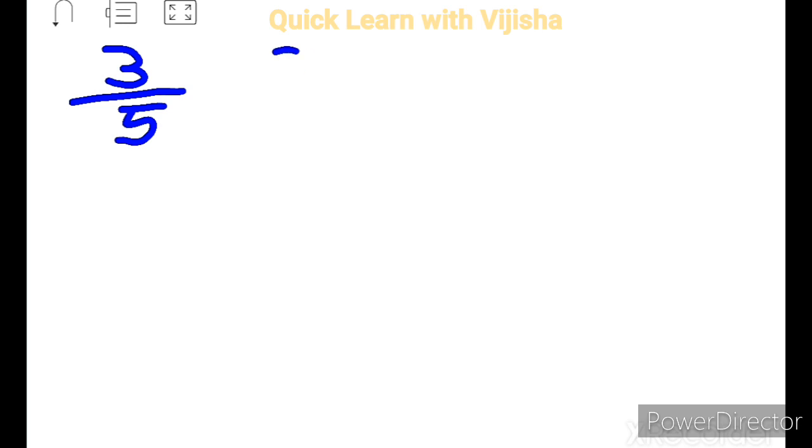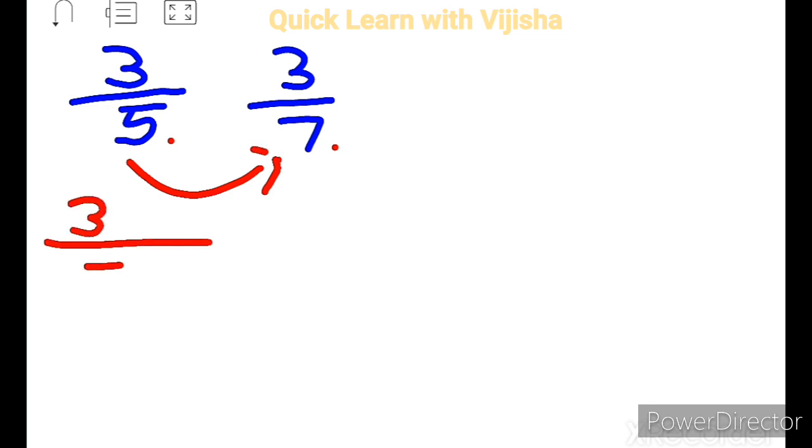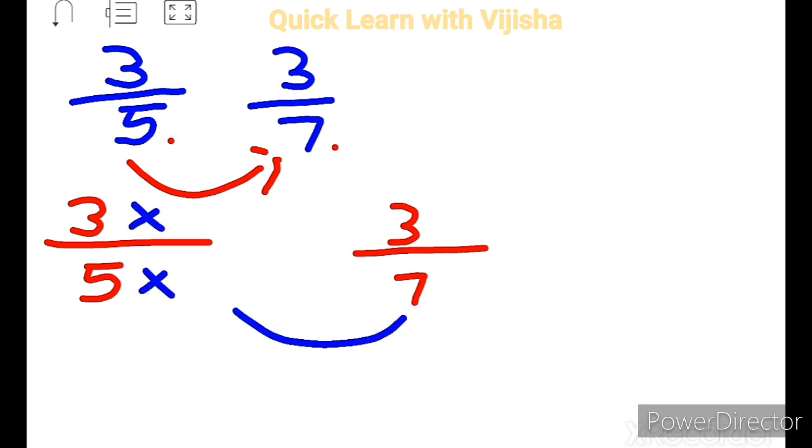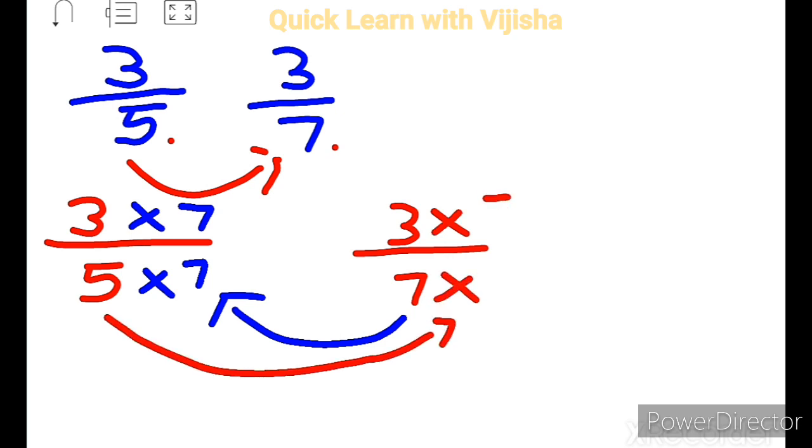3 upon 5, 3 upon 7. Here also the denominators are different. We will make them the same. But neither does 7 go in 5's table nor does 5 go in 7's table. So we will cross multiply. How will we do that? We will write 3 upon 5 and we will write 3 upon 7. We will multiply this side with this 7. Understanding, children? Here 7 in the denominator and the numerator also 7. And for this number we will multiply with this 5. Understanding? To make it the same.